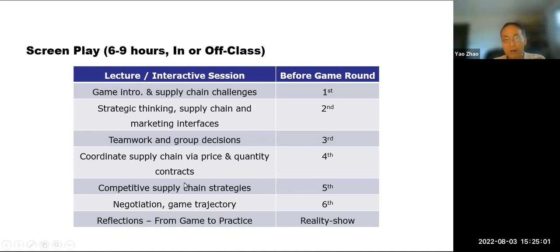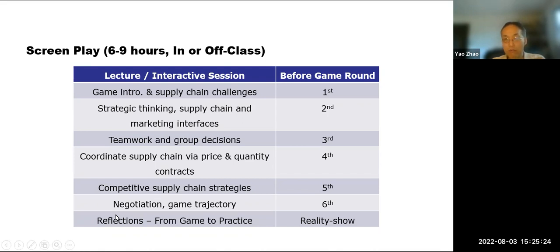Okay, so after the game, I'm going to show them the game trajectory, right? Like their cumulative profits, their marketing expenses, their market shares, and so on. So they can relate their experience, right, they can find the causal relationships between what they do and what's coming out.